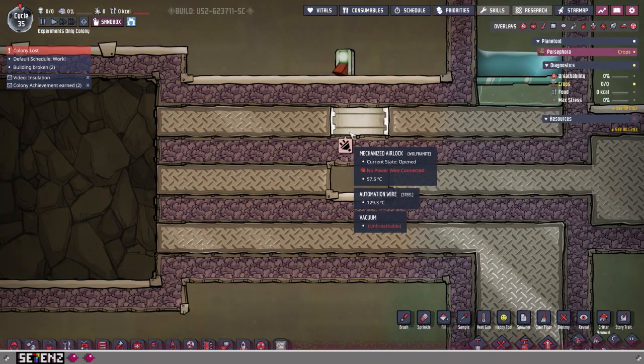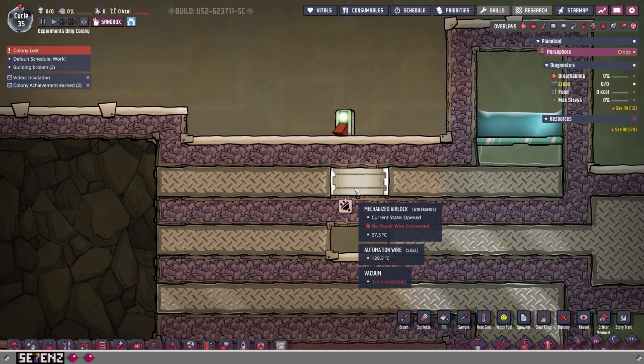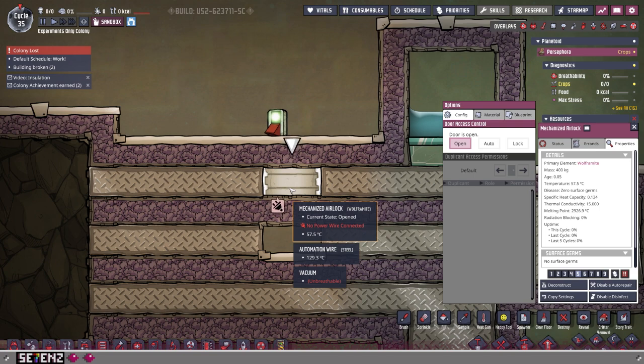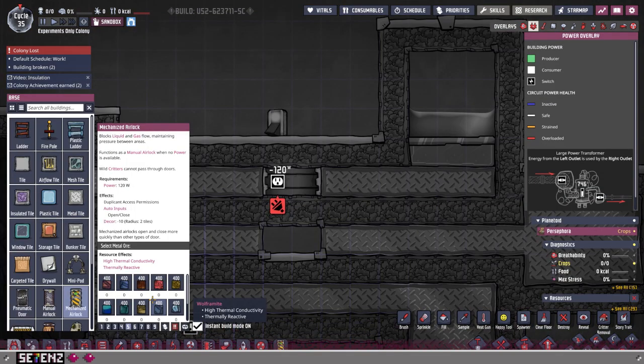Now let's look at this door. I made this door out of wolframite. It's a very, very strong material. The melting point is quite high. Wolframite is also good for transferring heat. I imagine you could also use steel. But some of the other materials like gold would just not be enough to deal with the higher temperatures. So wolframite tends to be really good. Steel adds 200 degrees to overheat temperature, so that might be useful.